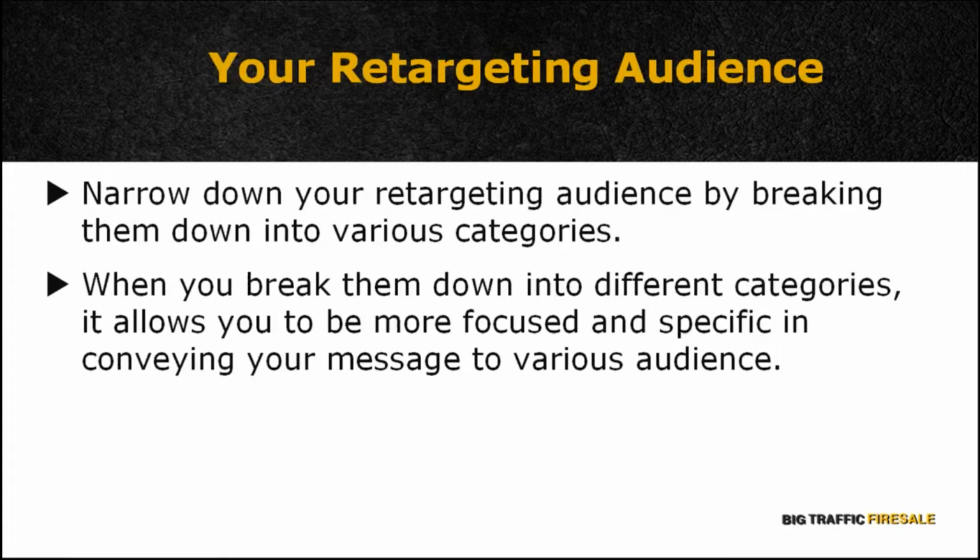Once you've discovered the right set of lookalike audience and interest, it will definitely reduce your cost per conversion. The third step is to narrow down your retargeting audience by breaking them down into various categories instead of grouping them into a single entity. For instance, you may have audiences with different interests, age groups, and locations.